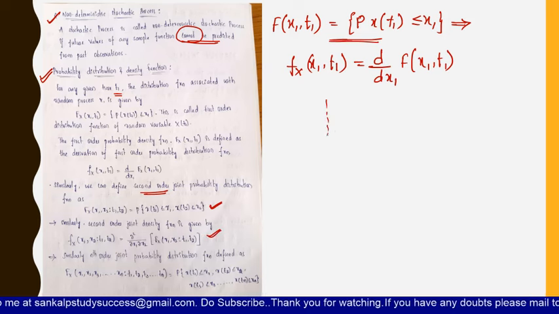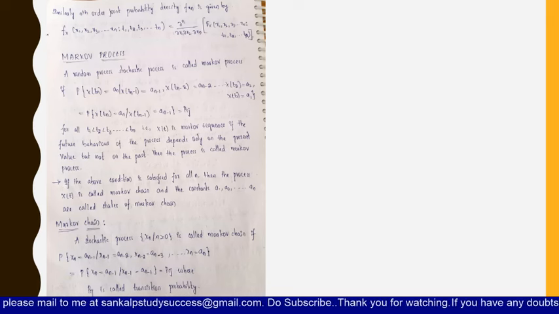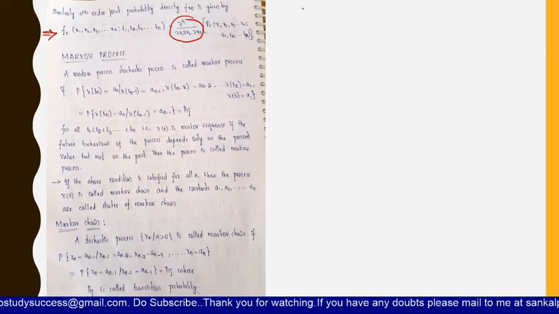In the same way, if you continue the process, you will get the nth order joint probability distribution, which equals capital F of x1, x2 and so on up to xn, comma t1, t2 and so on up to tn, because there are two variables x and t for the nth order. To find the nth order probability density function, we differentiate with respect to x1, x2 and so on up to xn. That means nth order differentiation. This is the nth order joint probability density function because there are n variables, so we differentiate these many times.